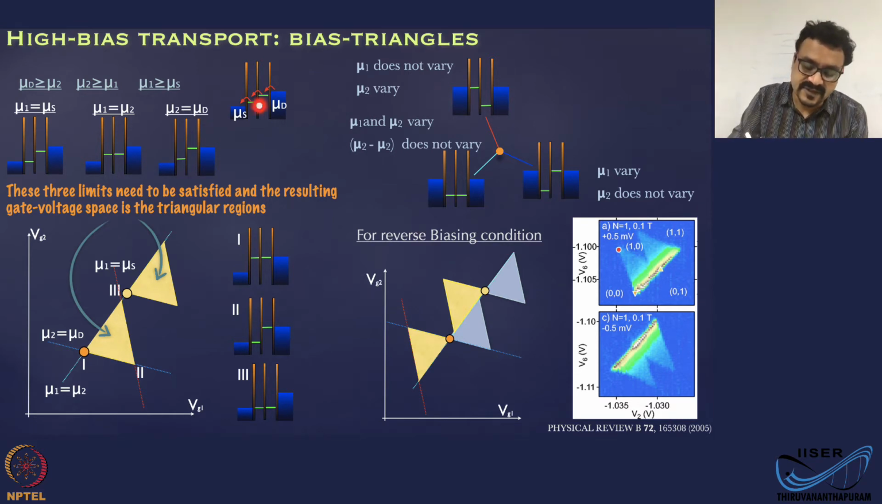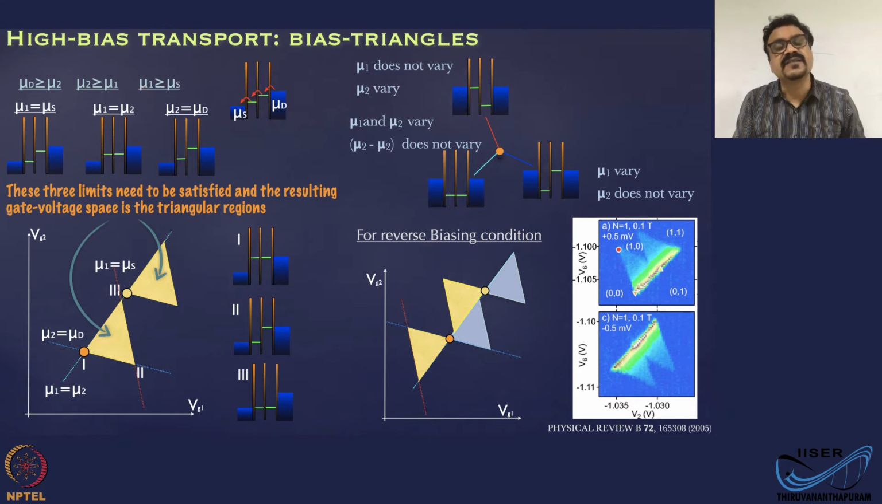The moment mu1 is less than mu s, this level is below mu s, and the electron in that state is Coulomb blockaded. That electron cannot go to the source side because these states are already full. There is no vacancy there. Similarly, mu2 should be more than mu1, then only the electron can go here. If mu2 is less than mu1, then that electron will get locked here. It cannot go here, it cannot go here. It is locked. That means dot 2 is in Coulomb blockade. So these 3 conditions need to be satisfied simultaneously for the current to flow through the system.